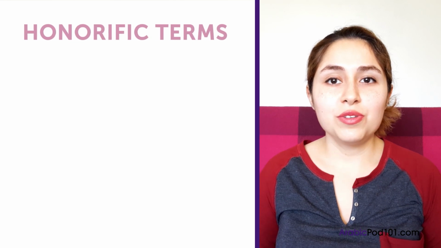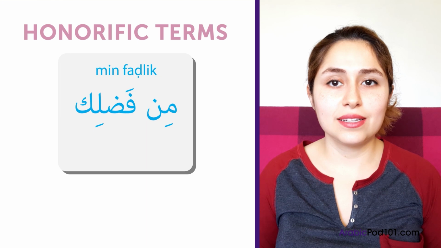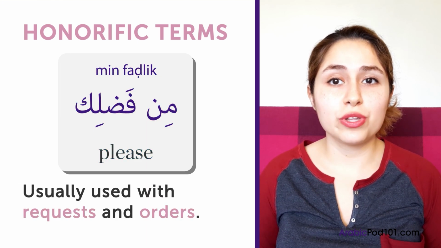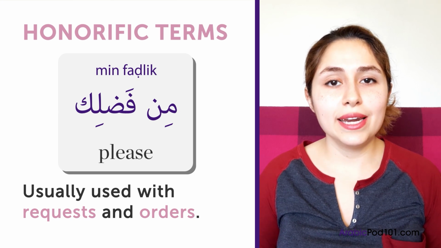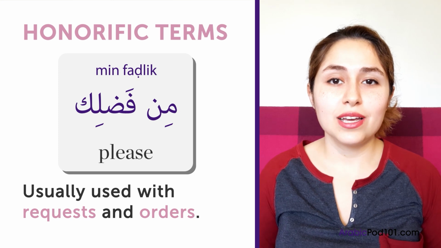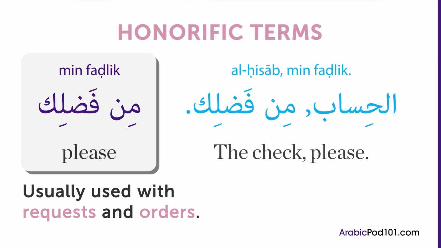First, let's start with honorific terms and see what they look like in action. The first one is min fadlik. Min fadlik, meaning please. Min fadlik is usually used with requests and orders. Adding min fadlik to any request will make you sound more polite and people will take you more seriously. For instance, الحساب min fadlik. The check, please.